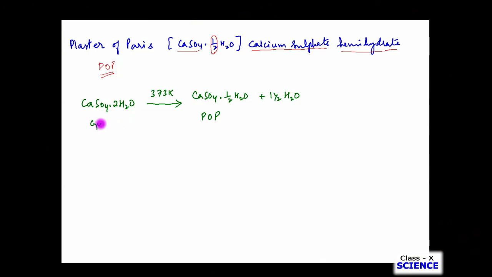But here you have to keep in mind that the temperature should be controlled. If we heat further, beyond this temperature, what will happen? All the water molecules will be removed, evaporated, we can say, right? So there will not be any water molecules left. So we won't get plaster of Paris if we supply a temperature greater than 373 Kelvin.